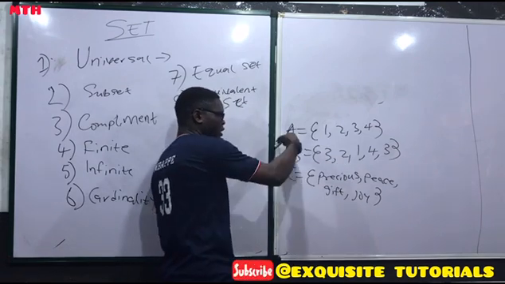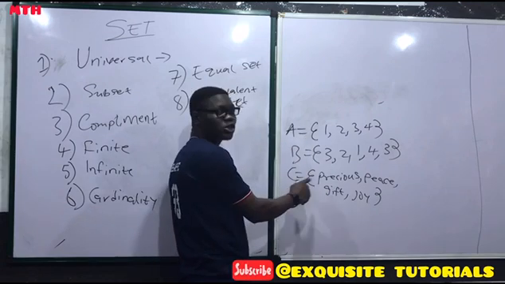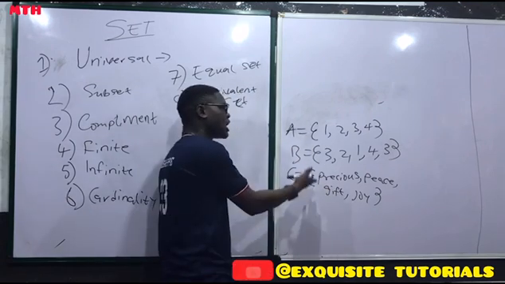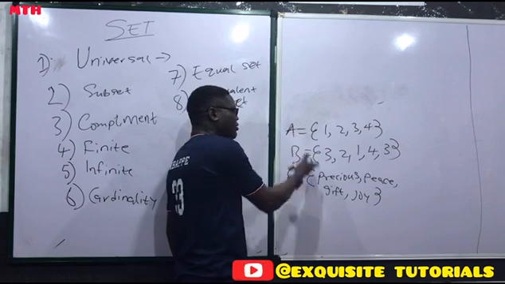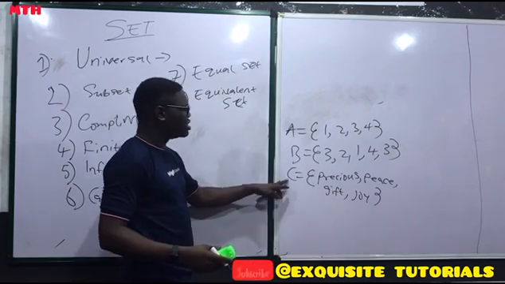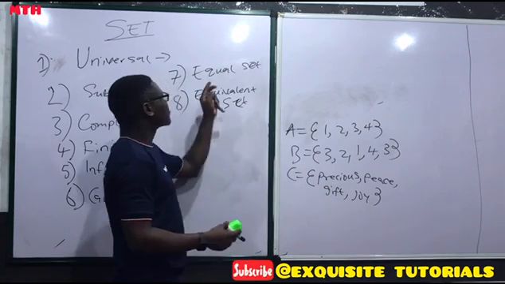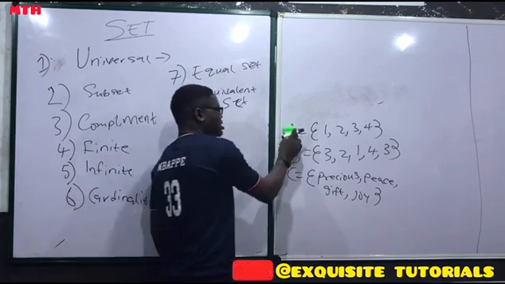Now let's consider A and C. The cardinality of A is 4. The cardinality of C is 4. So because they have the same number of elements, we say A and C are equivalent, but A and B are equal. That's for equal and equivalent sets.